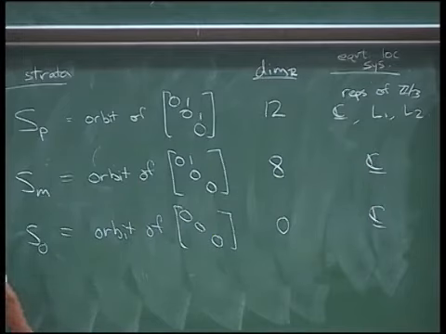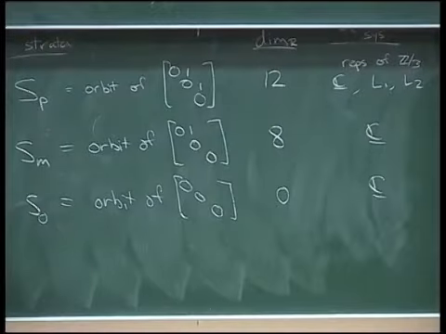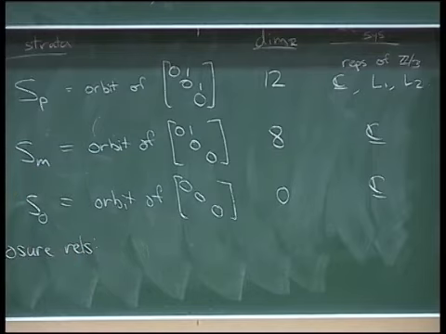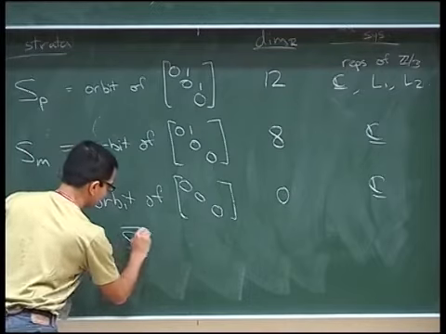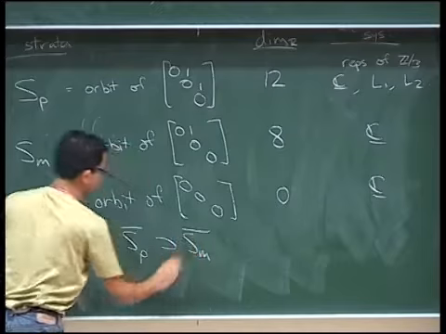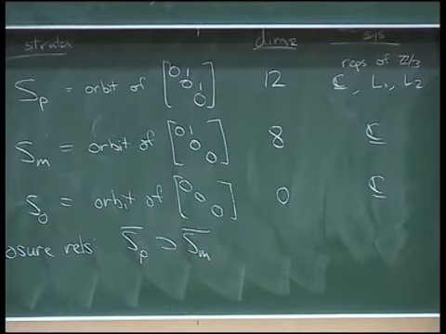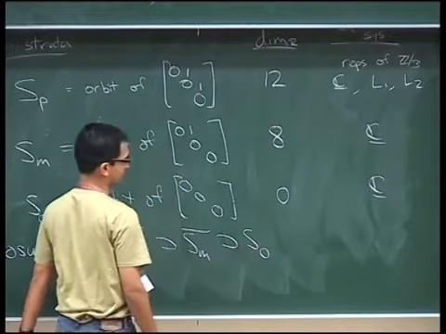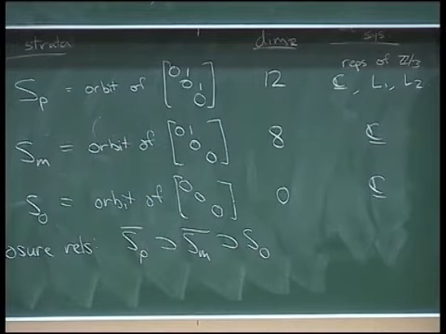And then the closure relations are, well, they're really easy. They just form a line. So the closure of SP is everything. And in particular, it contains SM, whose closure is itself and S0. And S0 is already closed.